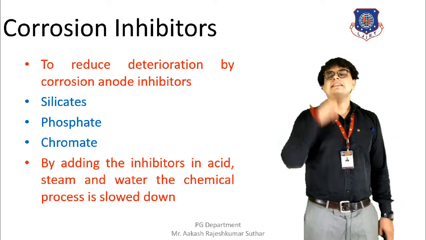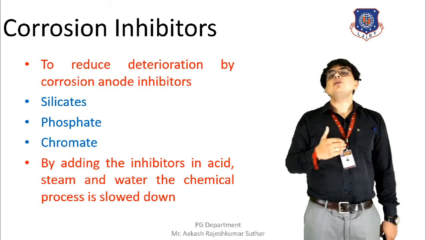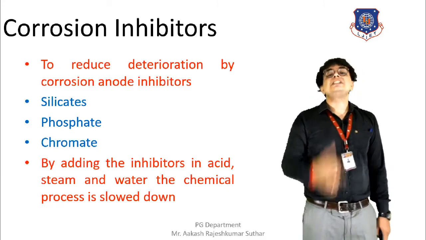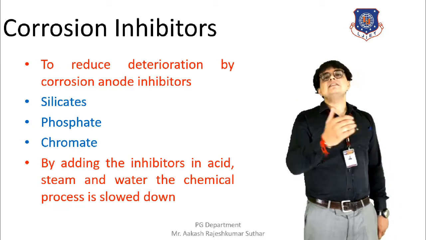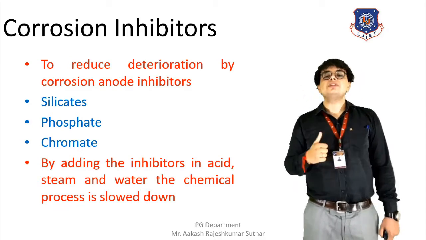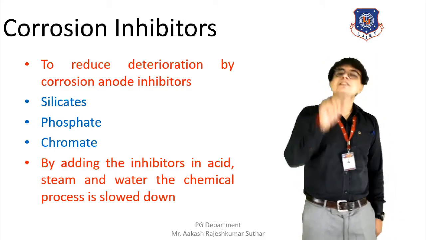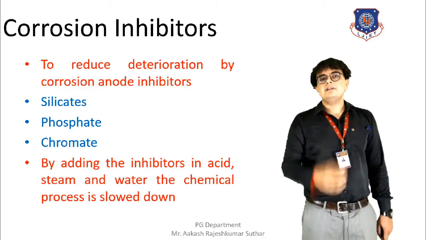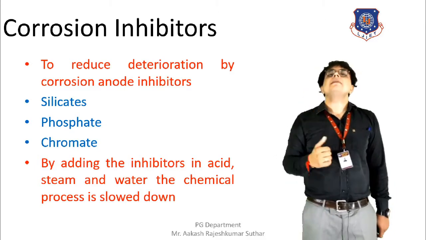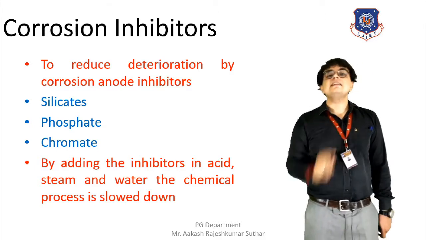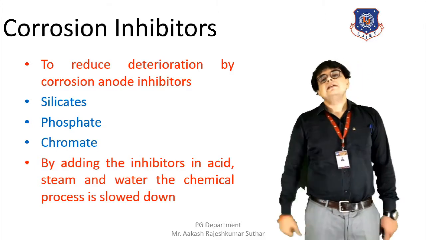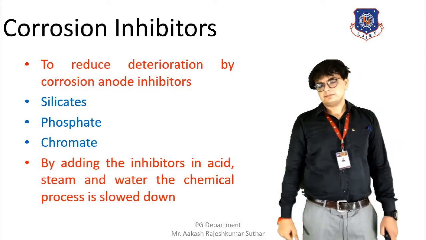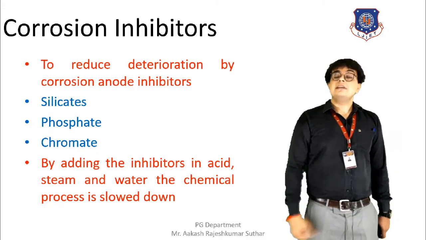Moving towards further discussion on the corrosion inhibitors, we also have the anode inhibitors. For example, silicates, phosphates and chromates are anode inhibitors. By adding these inhibitors into the acid, steam and water, meaning the factors that are causing the corrosion, the chemical reaction will be slowed down. As a result, the metal will not get corroded, even when exposed to the environment, for example steam, gas, acid and water. By doing so, the corrosion can be controlled.